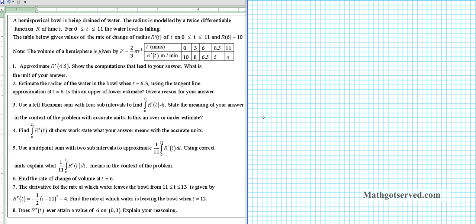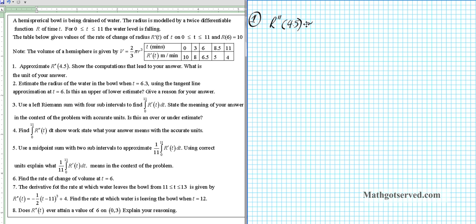All right, let's take a look at question 1. It says approximate the second derivative r double prime of 4.5 and show the computations that lead to the answer, including your units. So for question number 1, we are approximating r double prime of 4.5. Now you want to note that this is an average rate of change problem. It's not an average value, it's an average rate of change. It's an estimation of the derivative of the derivative. We're approximating the second derivative here.